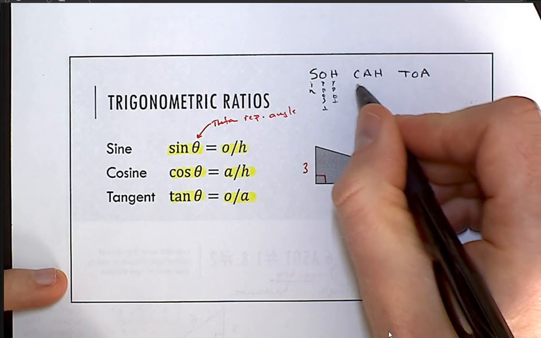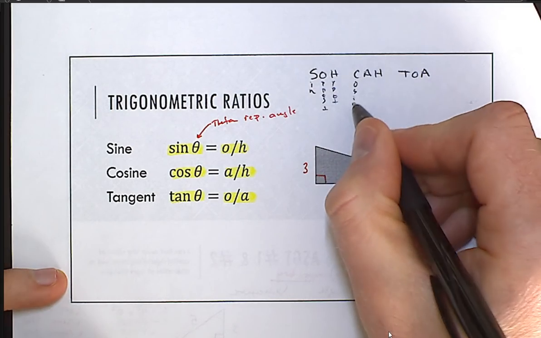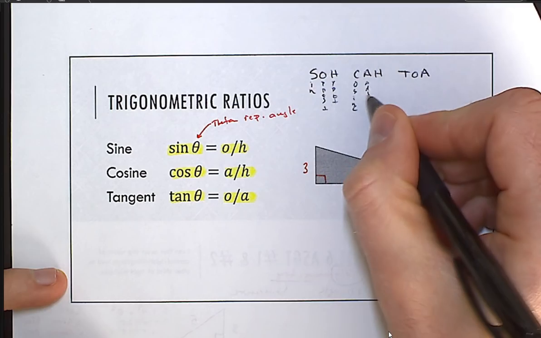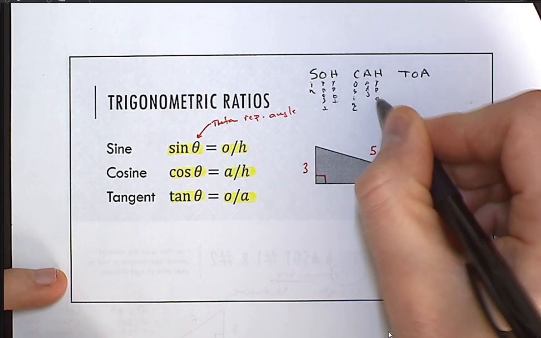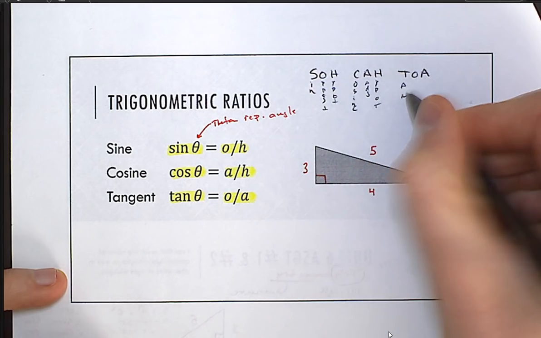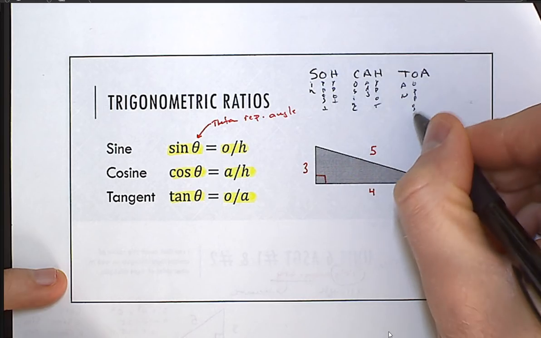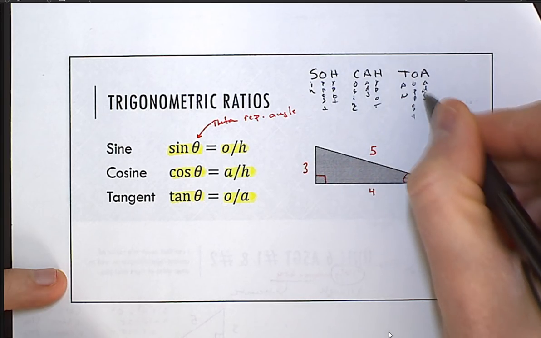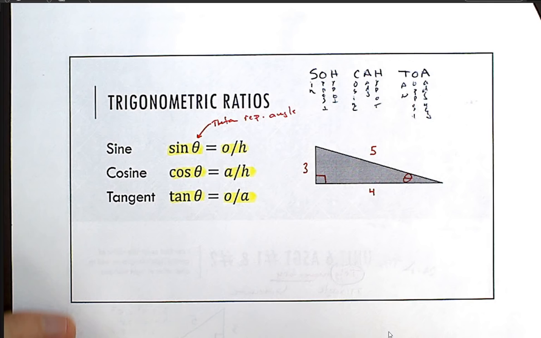Cosine, you don't have to write this out. Cosine is adjacent over hypotenuse. And tangent is opposite over adjacent. Okay? And that's what they mean.